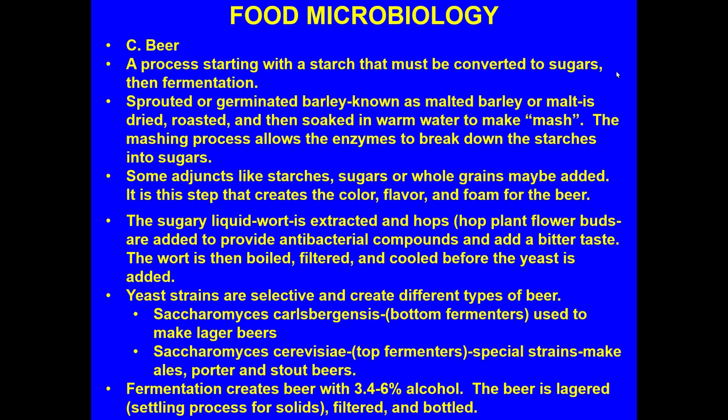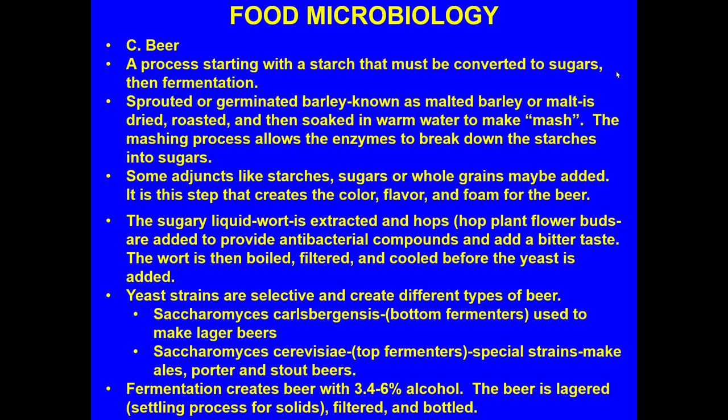Now, a hop plant is more or less just these little flower buds that you see. And they're added to provide antibacterial compounds, and they add somewhat of a bitter taste. The wort is then boiled and filtered and cooled before the yeast is added. And then we add the yeast, and it's selective. Different types of beer take different types of yeast.